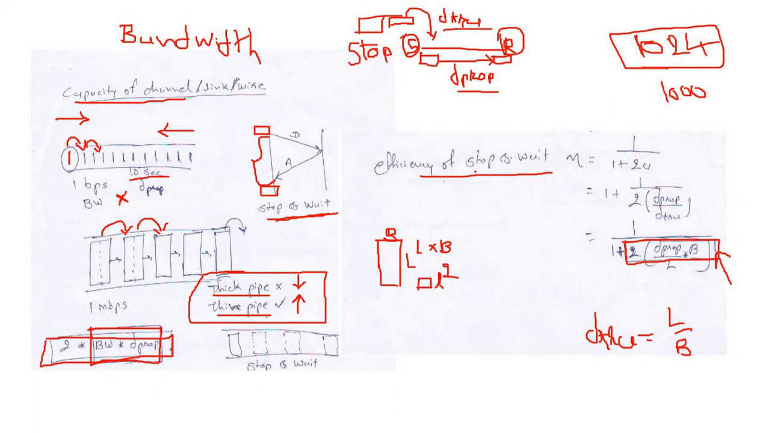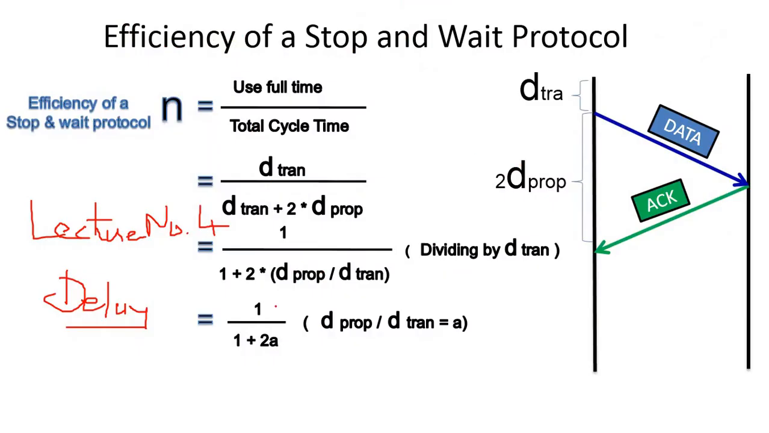Are you able to understand now why the equation of efficiency of stop and wait protocol arrived as 1 upon 1 plus 2a? Get it? Because during this total time, we are able to send 1 plus 2a packets. But at a time, we are sending 1 packet only. Capacity is 1 plus 2a, but we are sending 1 packet. So that's why efficiency is 1 upon 1 plus 2a.